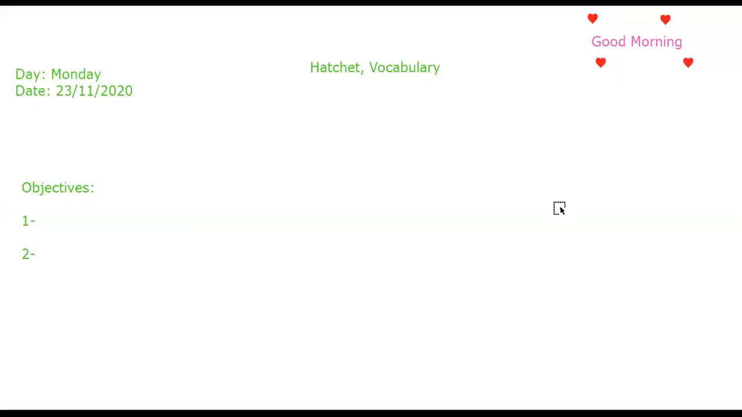Good morning, everybody. Today we have vocabulary of Hatchet, a new story. And before the new story, as you know, we have to learn the vocabulary of that story. So before that, let's go to this presentation together and have some of the words that we are going to have.